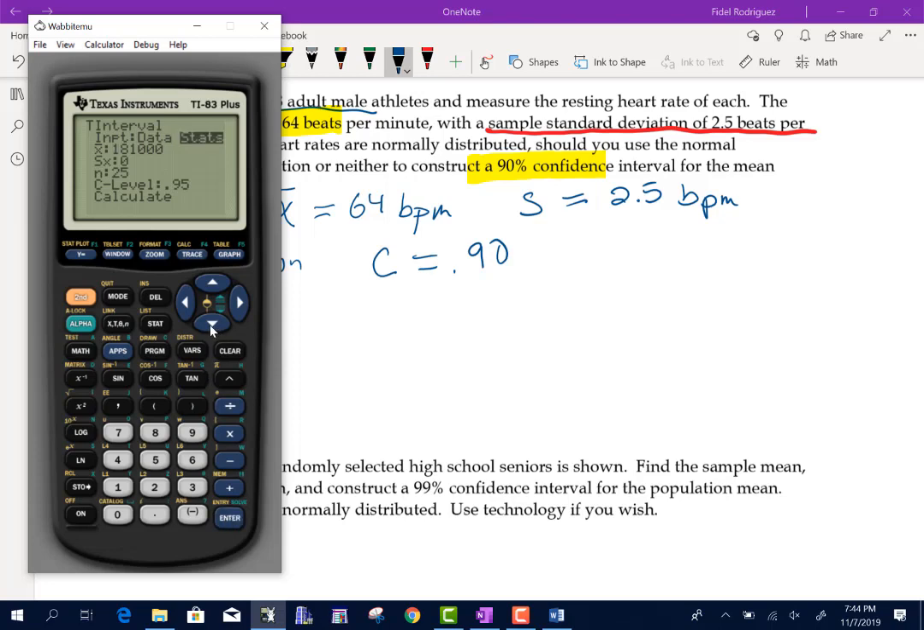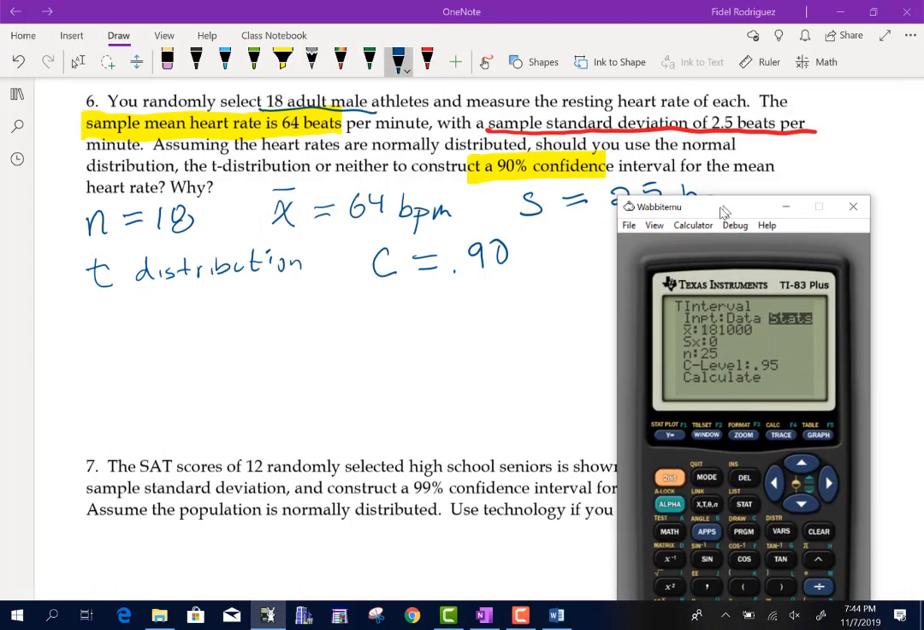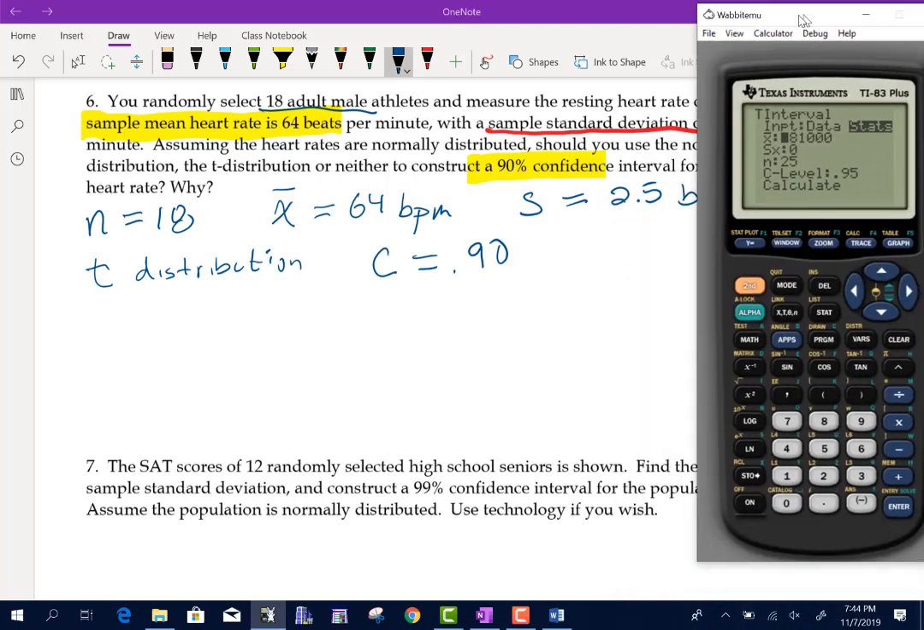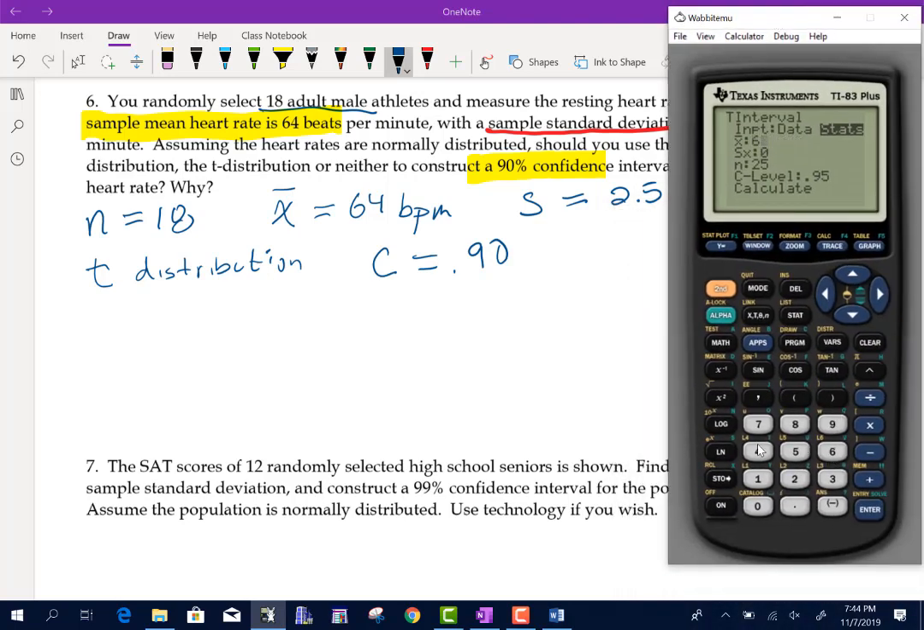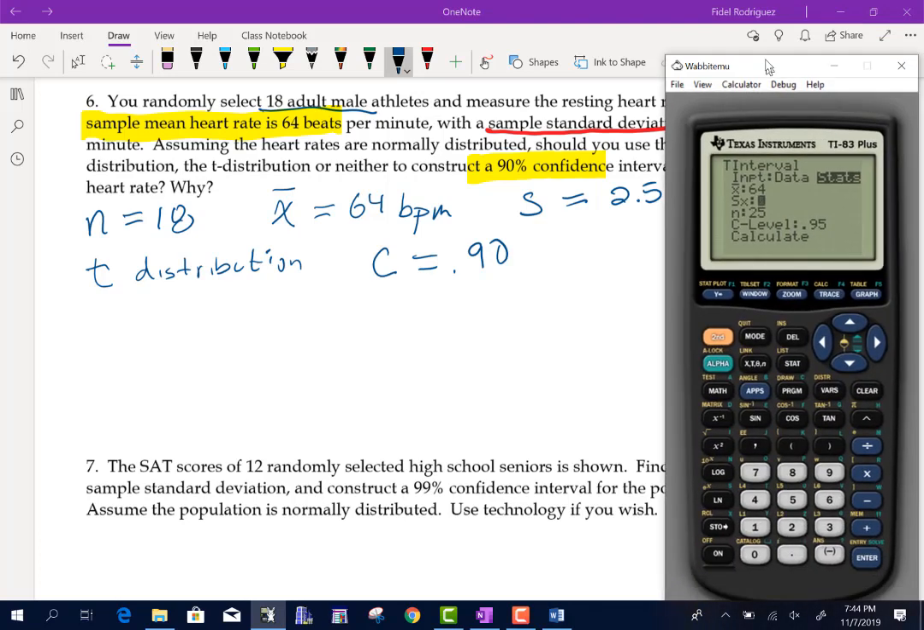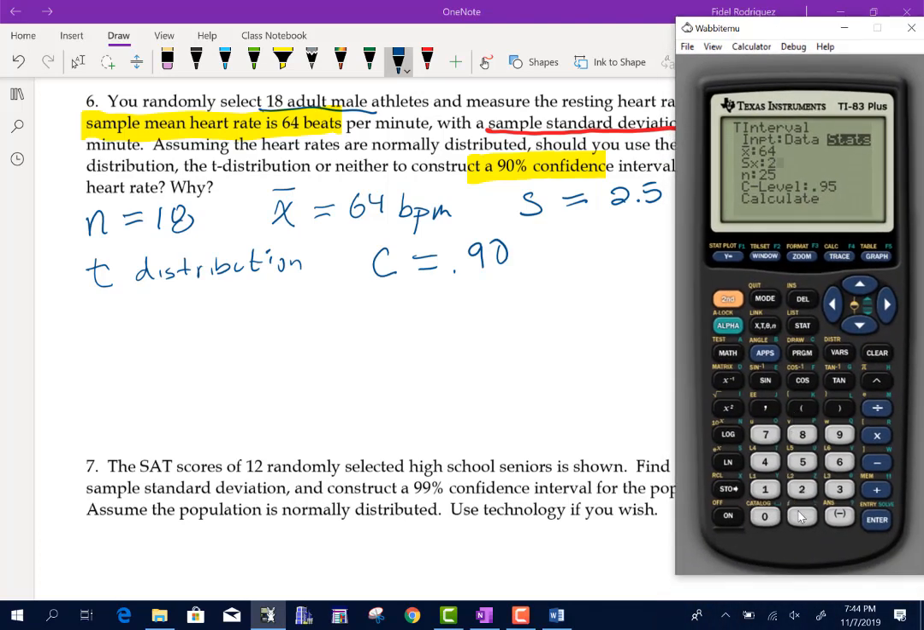Okay. And now my X bar, did we know our X bar in this case? 64, right? Okay, so we're going to go 64, that's my X bar. Look at the next variable. So it has the S. Did we know our S? 2.5. So we're going to go 2.5. Okay. N, what was our N in this case? So we're going to put an 18. And then we're going to calculate our confidence level. What percent was it? 0.90. So we're going to go like that, 0.90. And we're going to hit Enter.